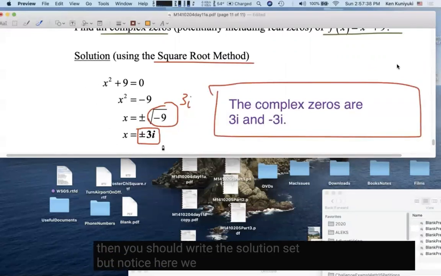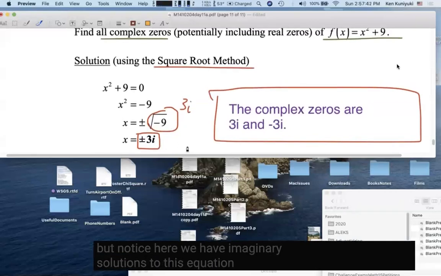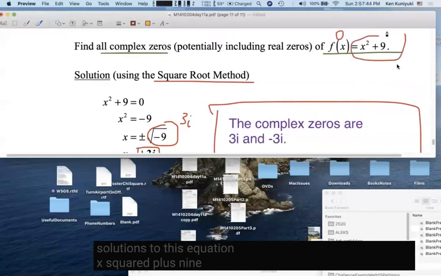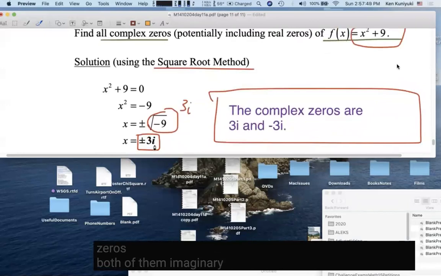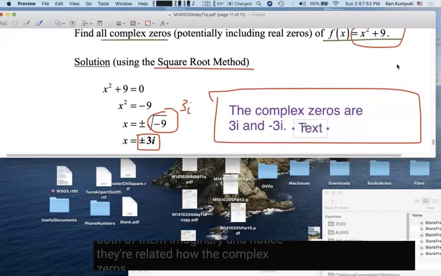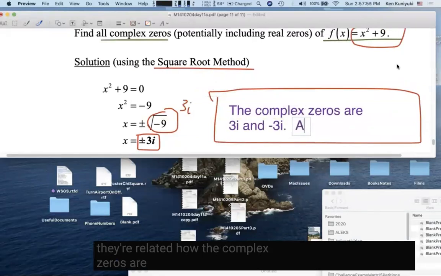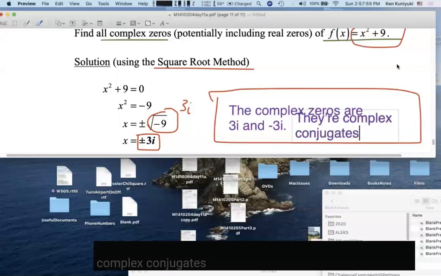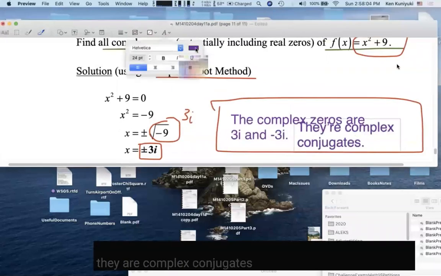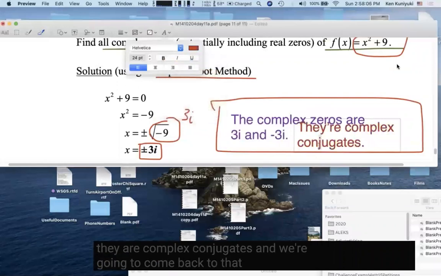But notice here, we have imaginary solutions to this equation. x squared plus 9 has two complex zeros, both of them imaginary. And notice they're related how? The complex zeros are complex conjugates. They are complex conjugates, and we're going to come back to that.